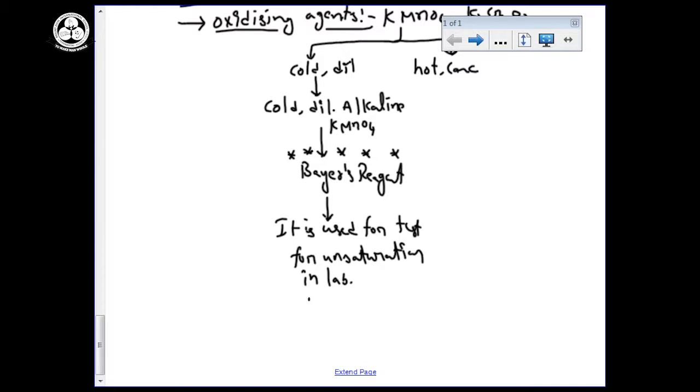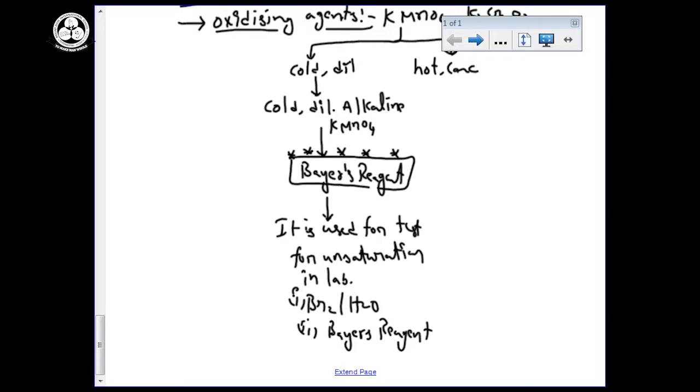One is the bromine water test. Bromine water is brown in color, and it becomes colorless. The second one is the Bayer's reagent test. If the given organic compound contains multiple bonds, either a double bond or a triple bond, how do we identify it? By using the Bayer's reagent test, that is cold dilute alkaline KMnO4.